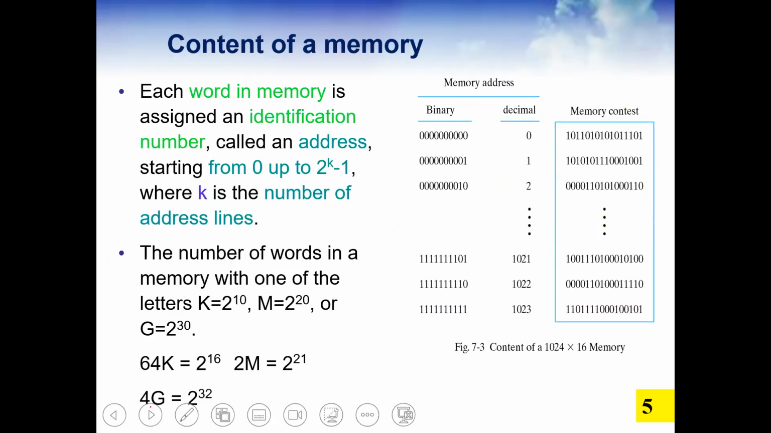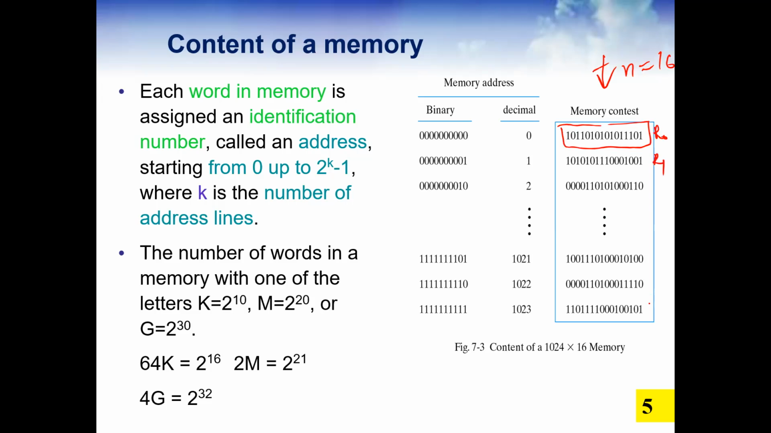Let's look in more detail at the same memory we were discussing here. This is the memory content, where n is equal to 16. These are the 16 bits, that is, each register can have 16 bits. And how many registers, how many words can we have? The last word will be 1023, because the address we are using here is 10 bits, since we have 1024 different registers.